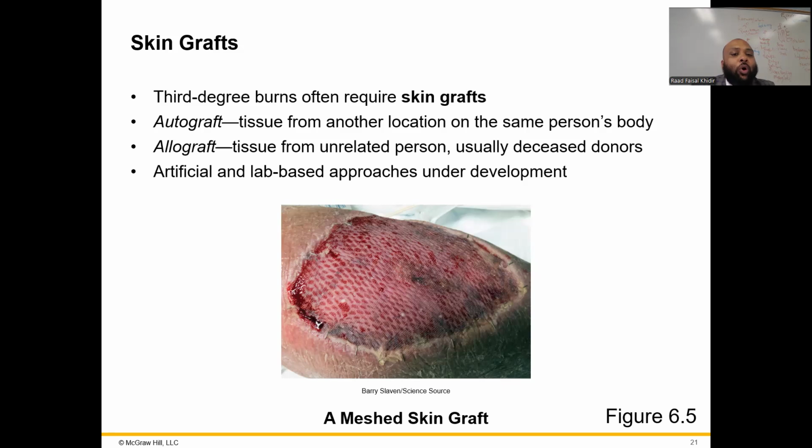What's the difference between autograft, allograft, and xenograft? Autograft is from you to you, from your buttock to your arm that has been burned. Allograft is from a dead person to you. I'm sorry, allograft is from another person to you. Auto is yourself. What is xenograft? An animal, exactly.